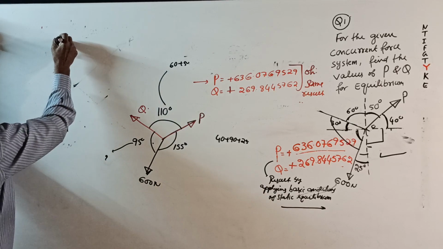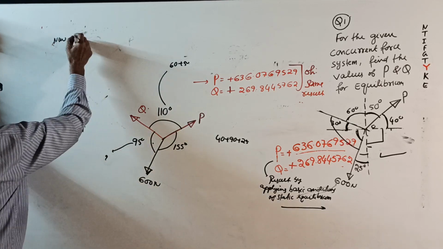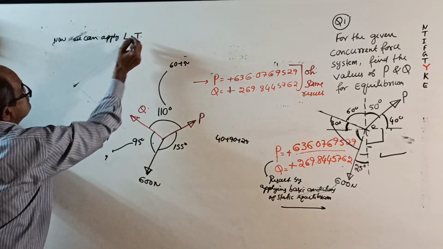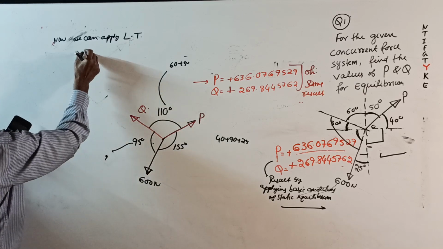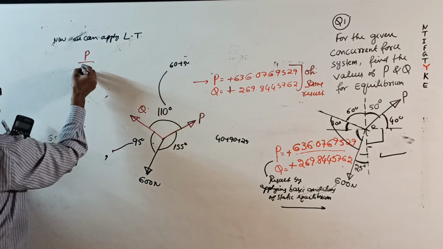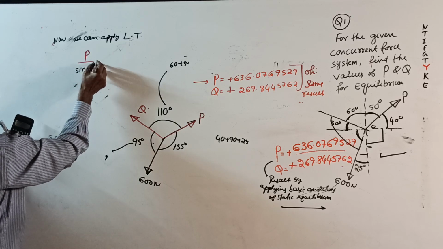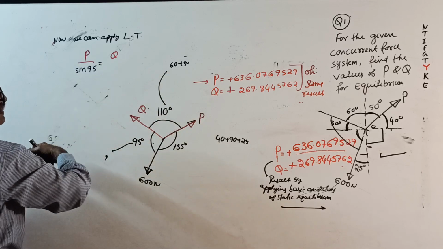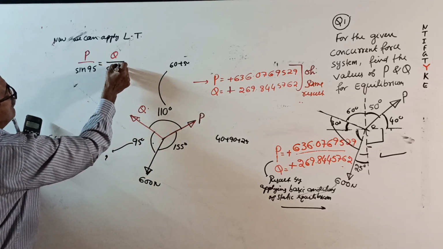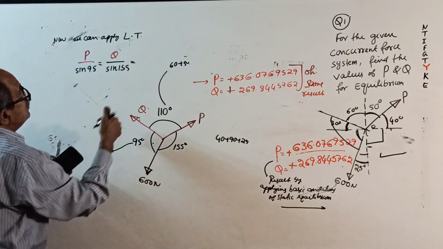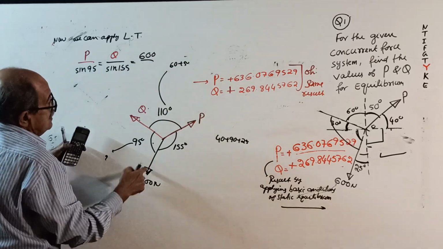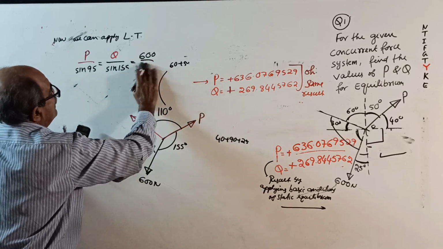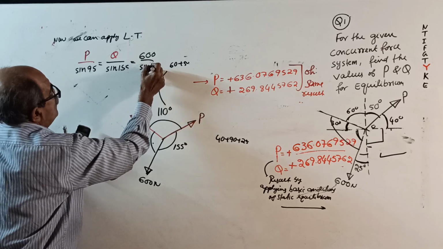Now apply Lami's theorem. Then your condition is P divided by sin 95 equal to Q divided by sin 155 equal to 600 divided by sin 110. Sin 110. Ayyo, sin 110. I'll remove this one.